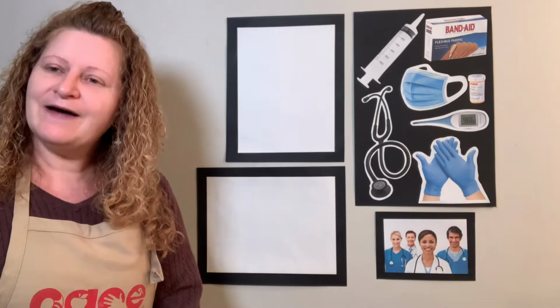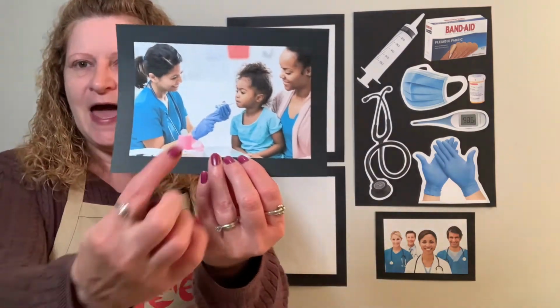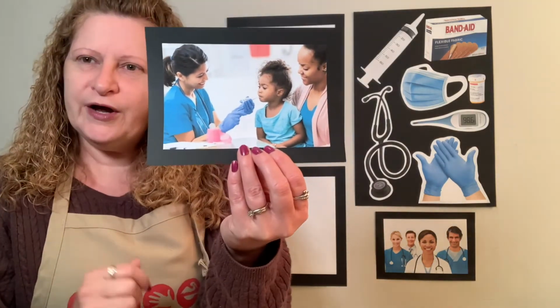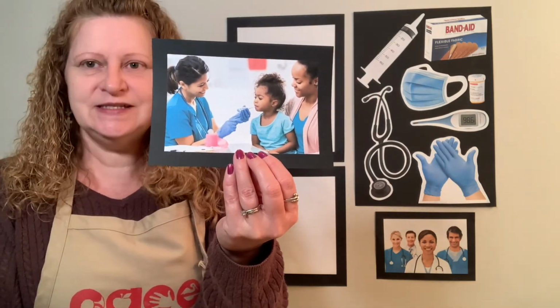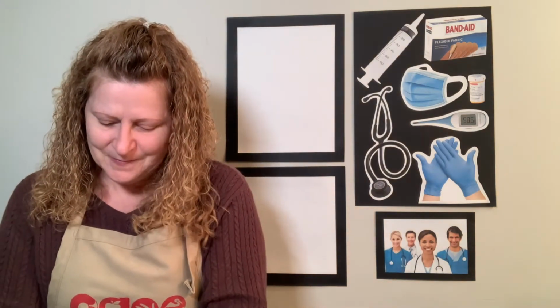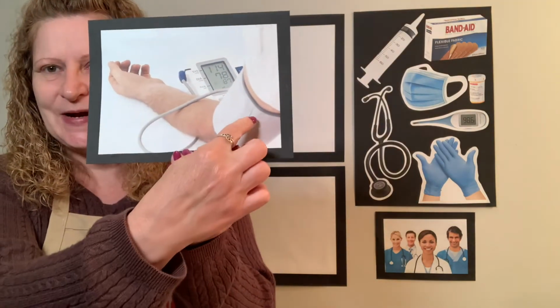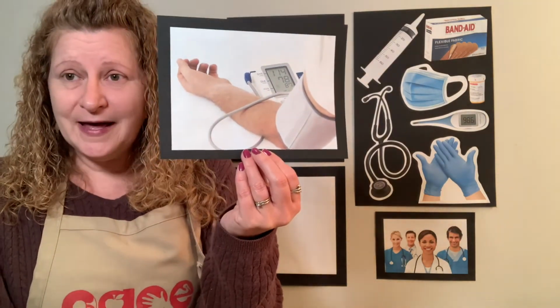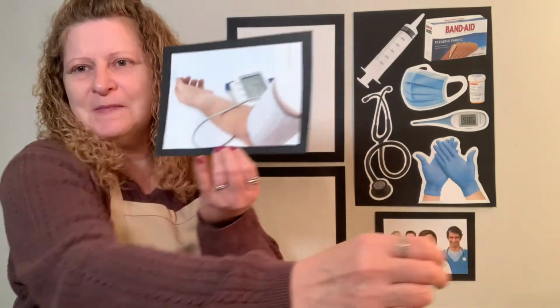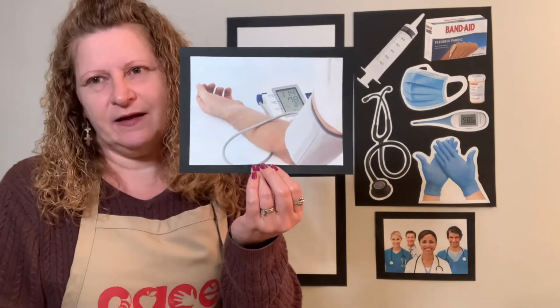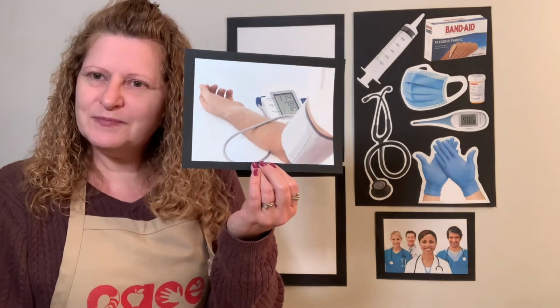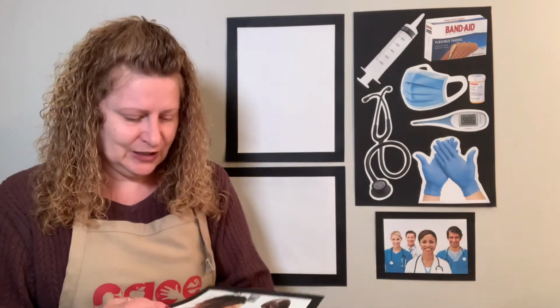Here I have a picture of a young child, and there is a thermometer. What do you think the nurse is doing? She's checking the child's temperature. Good job. How many of you have seen this before? This right here is a blood pressure cuff, and they usually put it on the top of your arm, and then it gives them numbers. Those numbers tell them what your blood pressure is. That is something that they need to know when you are not feeling good.